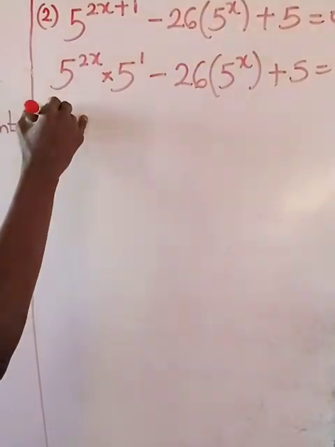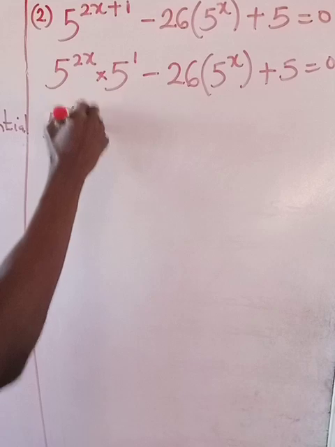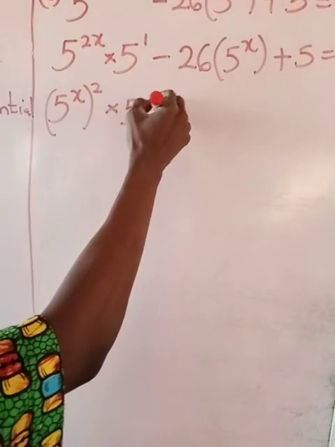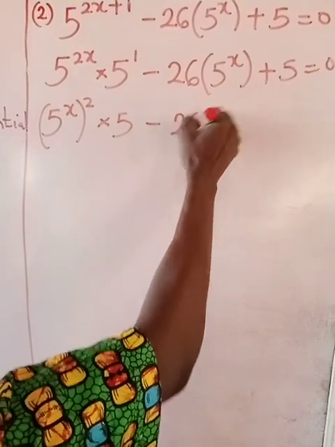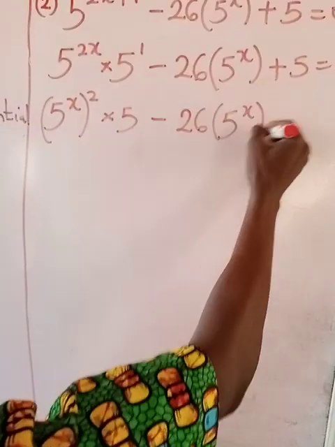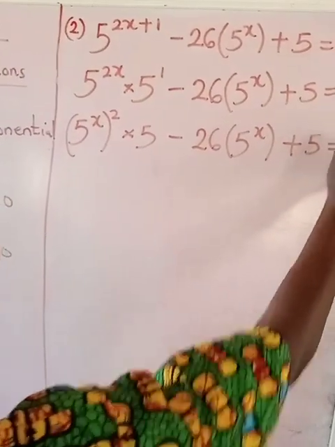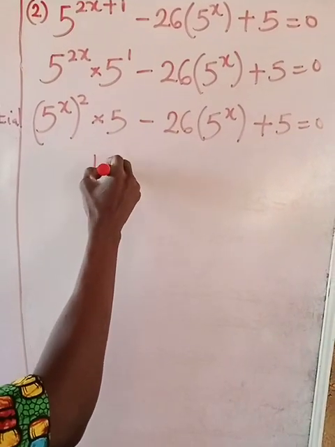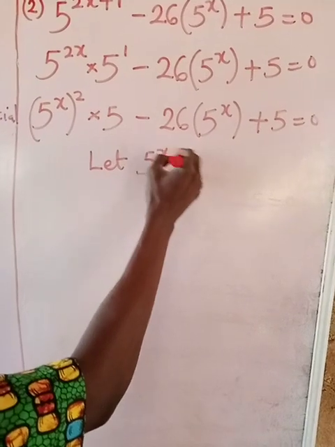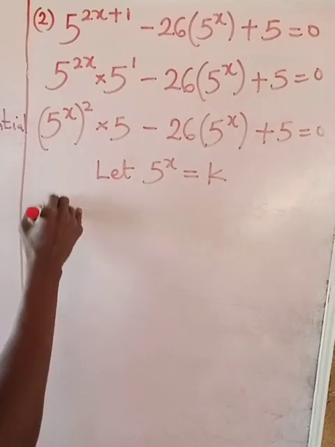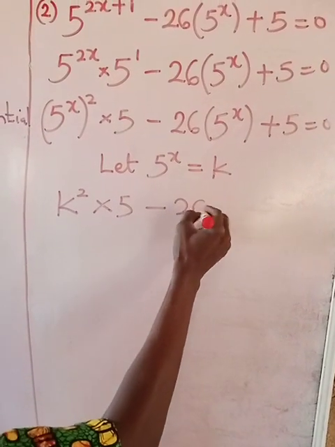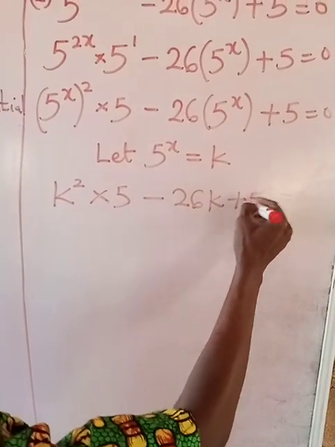Then you can change this. 5 raised to power 2x will be 5 raised to power x squared multiplied by 5, minus 26 bracket 5 raised to power x plus 5 equals 0. I hope you are getting it. All right, so I can say let 5 raised to power x be k. Let's call it k. So you have k squared multiplied by 5 minus 26k plus 5 equals 0.